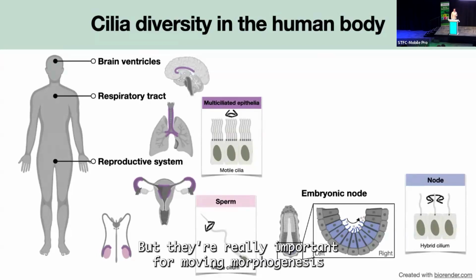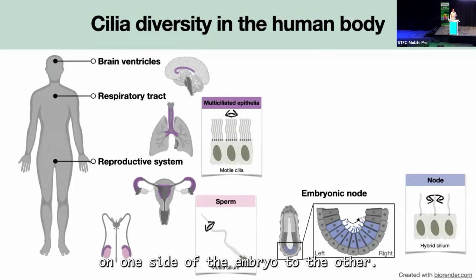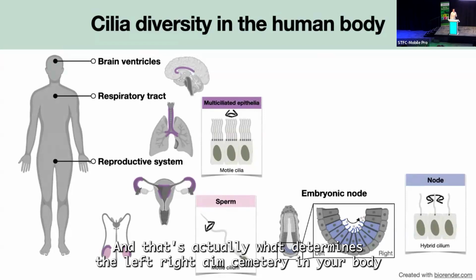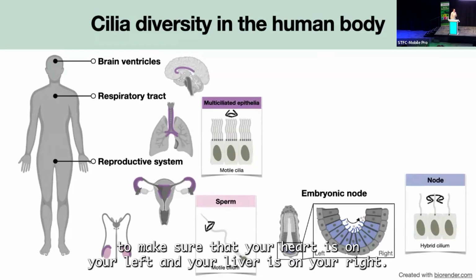But they're really important for moving morphogens from one side of the embryo to the other, and that's actually what determines the left-right asymmetry in your body, to make sure that your heart is on your left and your liver is on your right.